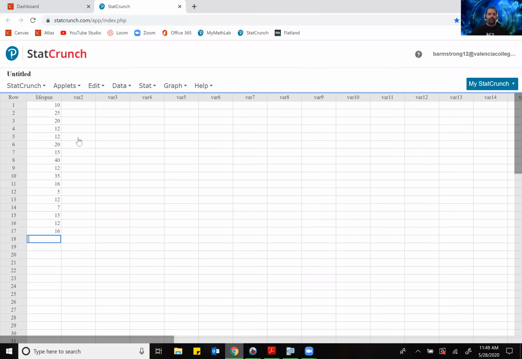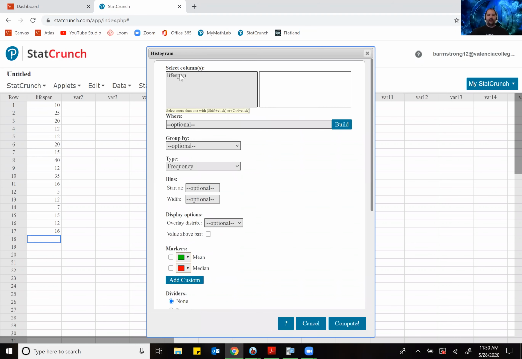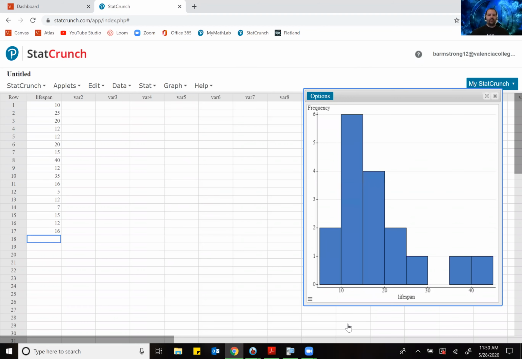Okay? So when we make a histogram, because that's what they want, where do I go? To Graph. Now where? To Histogram. Yay. And we want to select lifespan. Make sure that you select what you want to look at. And then again, as I always say, I really don't mess with all this stuff down here. I let it do its thing. So there's what it looks like.